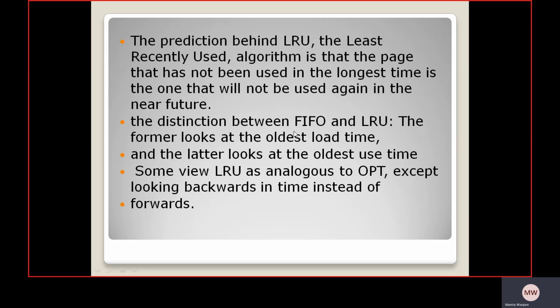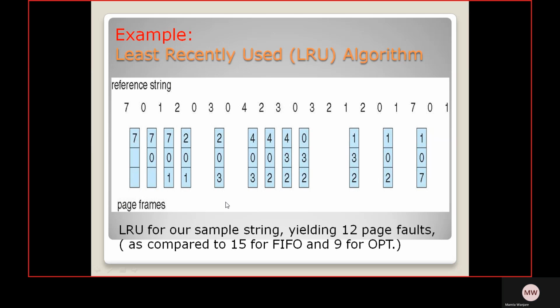The distinction between FIFO and LRU is that the former looks at the oldest load time and the latter looks at the oldest used time. Some view LRU as analogous to OPT, except looking backward in time instead of forward. Now an example of the least recently used algorithm, with the same string we used in FIFO as well as optimal page replacement. The reference string is given.